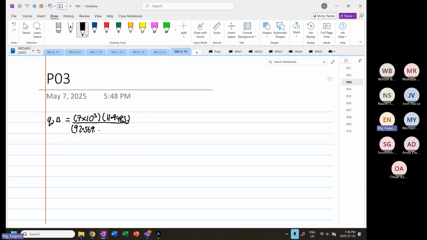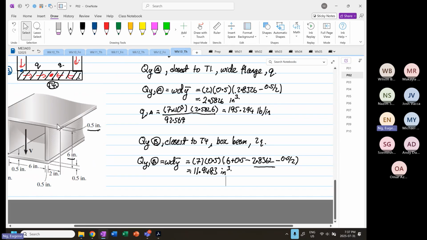And because it is a box beam, you need to divide by 2. So this is because of the box. Which is the 2Q, right? So 7 power 3 times 11.9483 divided by 92.569 divided by 2 is 451.76 pounds per inch. Okay. I'm going to take the diagram again.